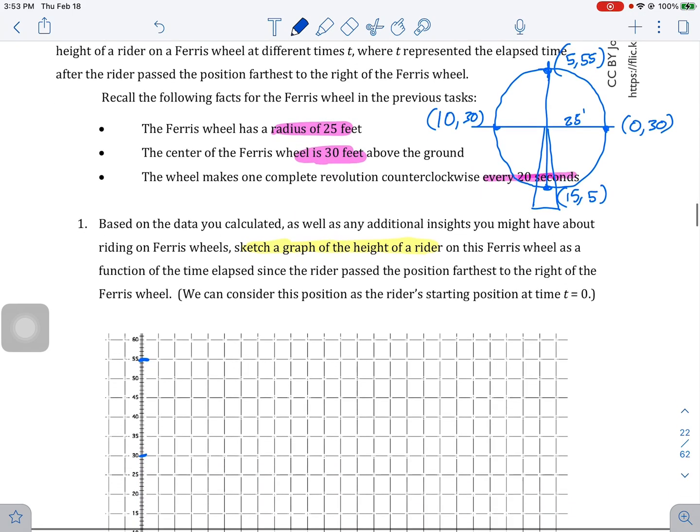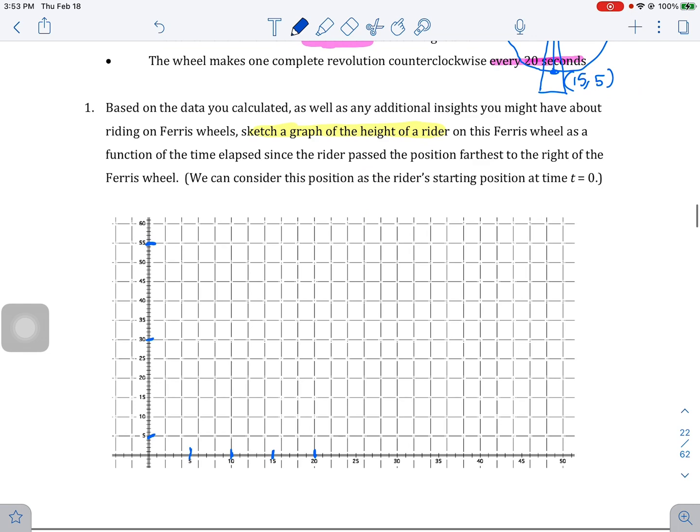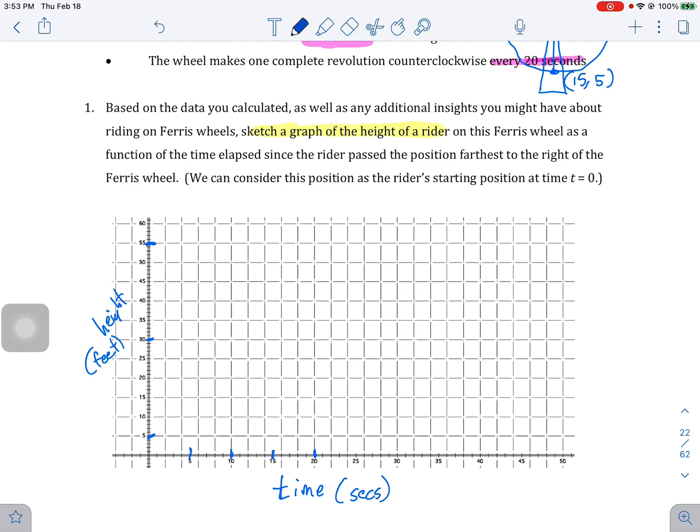And then for this next piece, you're going to graph that. What you're going to be graphing is the height, as a function of time. We're going to use feet for our units for height, and we're going to use time as the independent variable, with seconds as the unit.